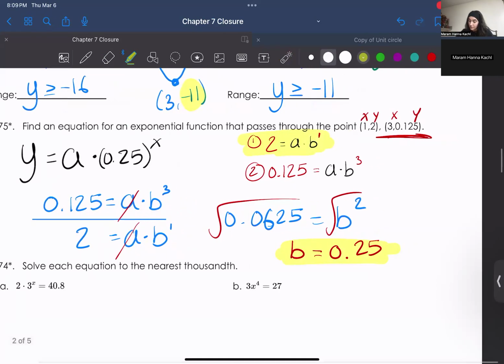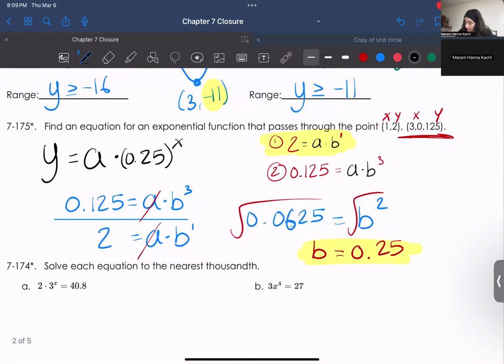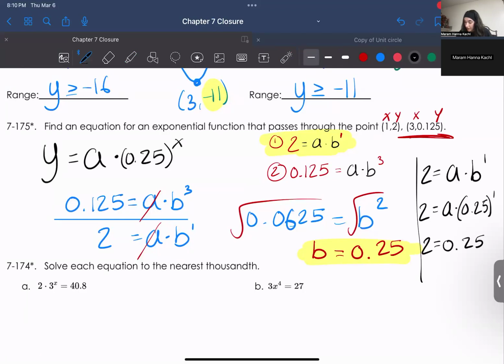So plug in that b value. I'd get, we'll do it off to the side here, 2 is equal to a times b to the first power. Remember that we know what b is now, so I'm just going to do a times 0.25 to the first power. Having something to the first power doesn't really do much. So that's just 2 is equal to 0.25a. And how do I get a by itself? Divide by 0.25 on both sides.